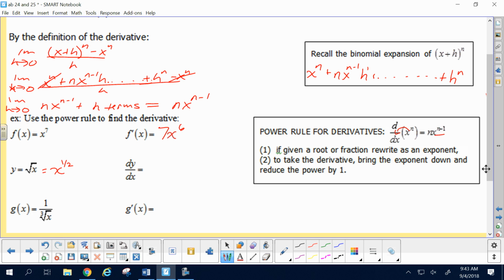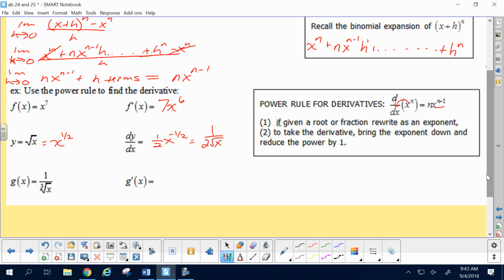So what's the derivative? 1/2 x to the negative 1/2. Say you were doing a multiple choice test and that wasn't there. What's another way it might be written? 1/2 root x. The negative exponent means denominator. The half obviously means root. Cool. Okay? Again, a rewrite step in some cases.